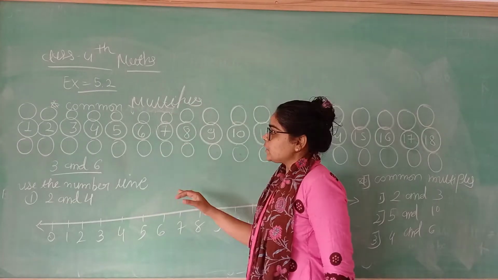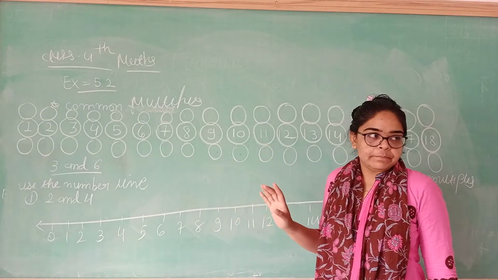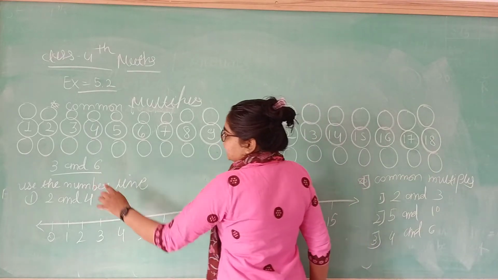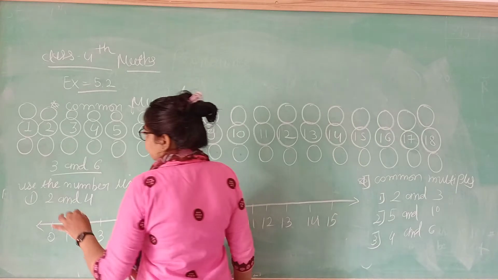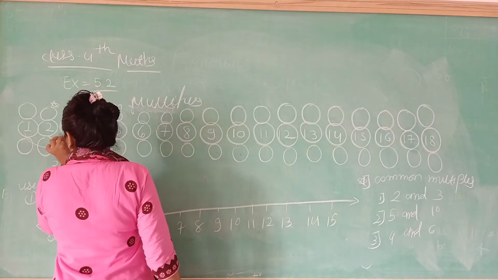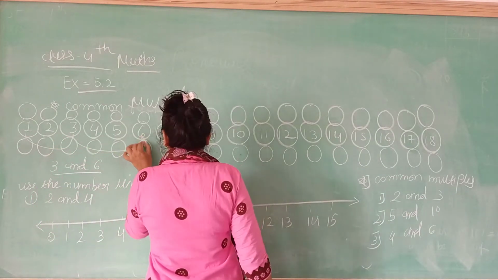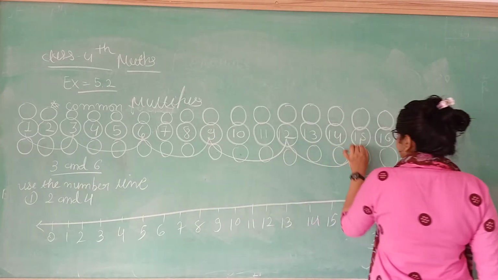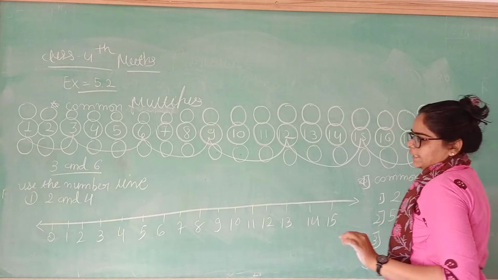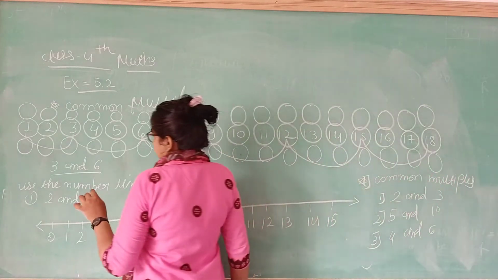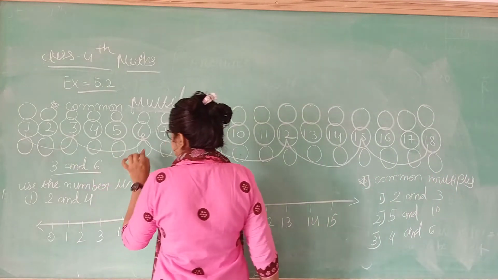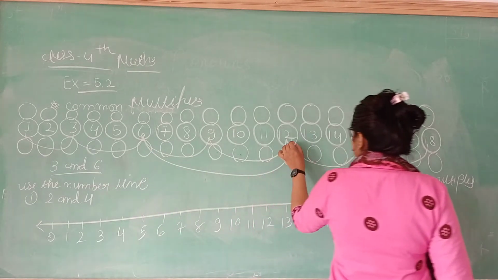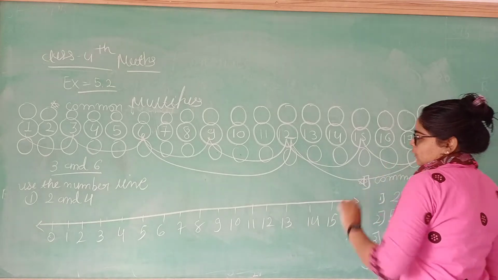In this exercise, we learned about common multiples. What is the meaning of common? Suppose like this, 3 and 6. In the 3 table, 3 ones are 3, 3 twos are 6, 3 threes are 9, 3 fours are 12, 3 fives are 15, and 3 sixes are 18. In the 6 table, 6 ones are 6, 6 twos are 12, 6 threes are 18.